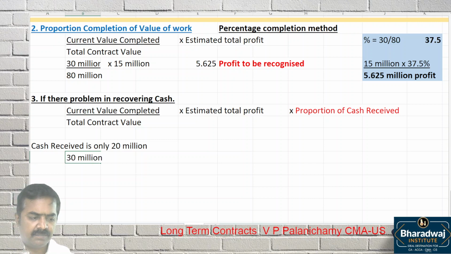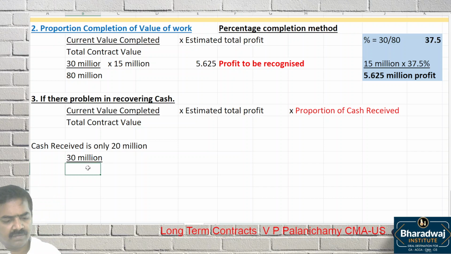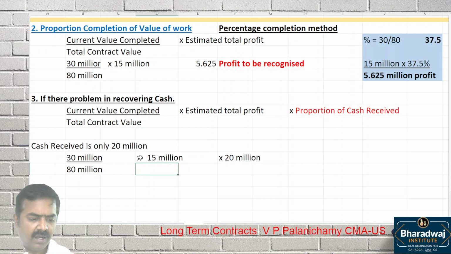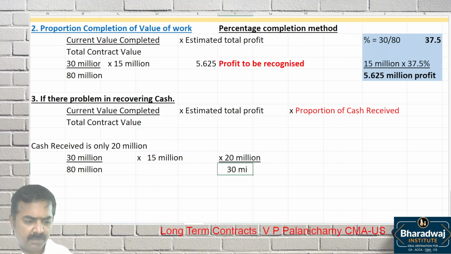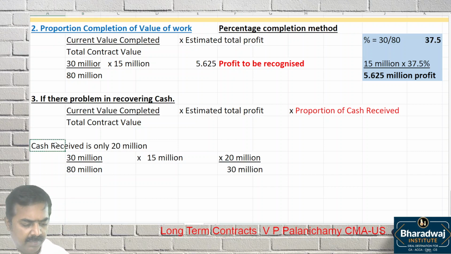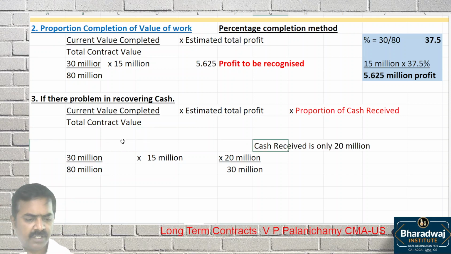30 million. Divided by what is the total contract value? Into what is the estimated total profit? This into what is the proportion of cash received? 20 million out of how much million work done? But work done so far is 30 million. So cash received is only 20 million, which means based on the proportionate value, we will take it.